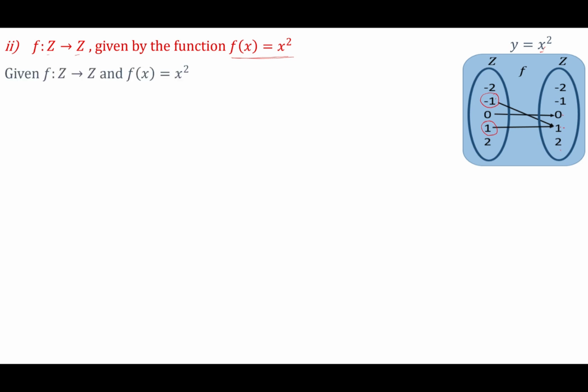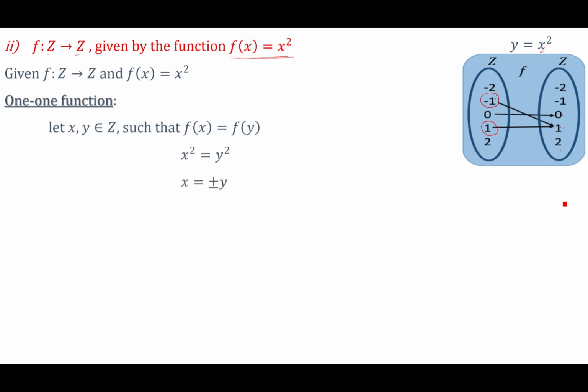Check the given function from Z to Z, integers to integers, defined by f of x is equal to x squared. For 1-1 function, let x, y belong to Z such that f of x is equal to f of y. f of x is nothing but x squared and f of y is nothing but y squared. So x squared is equal to y squared, which means x is equal to plus or minus y. Then x is not equal to y.